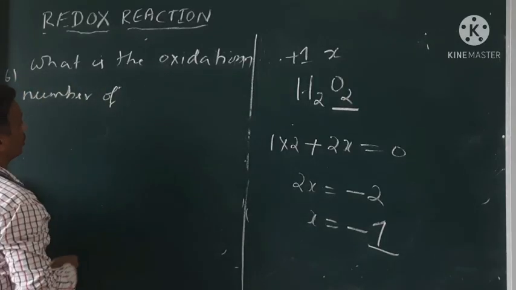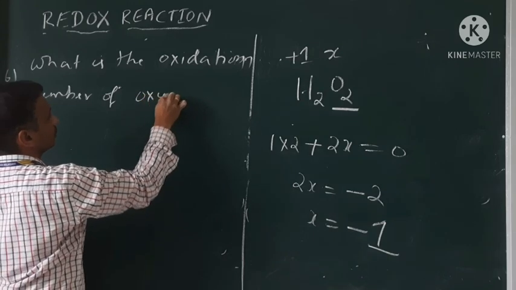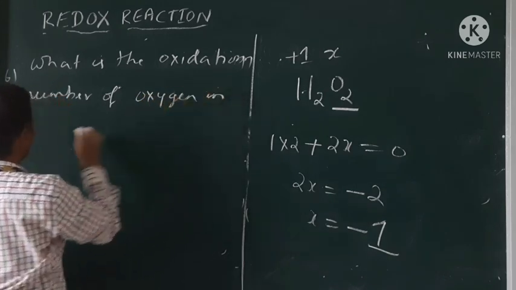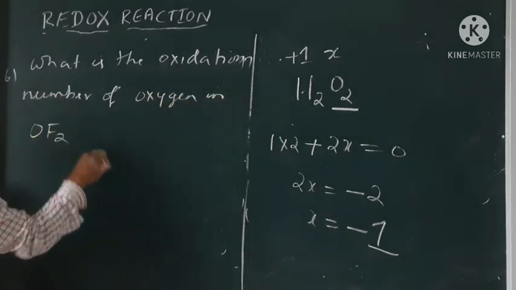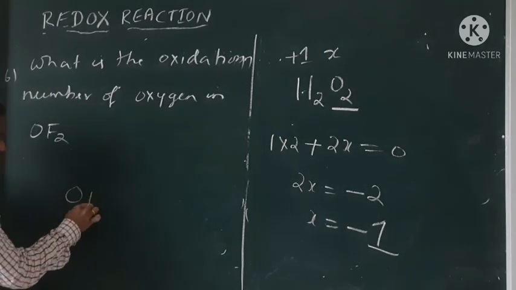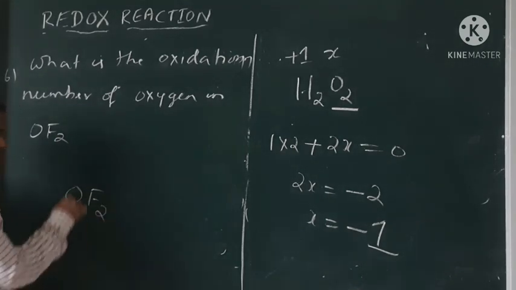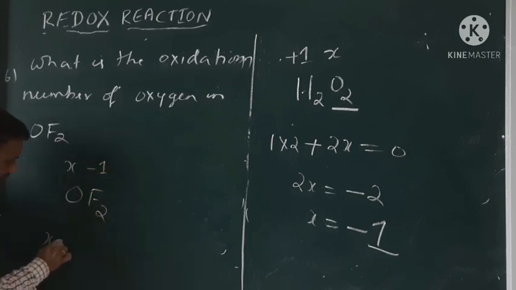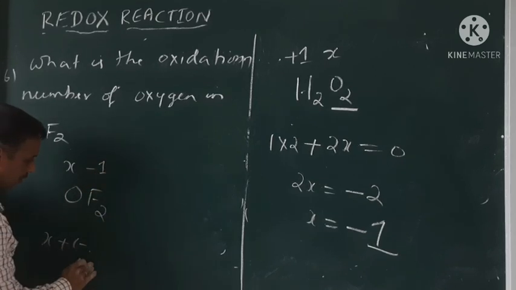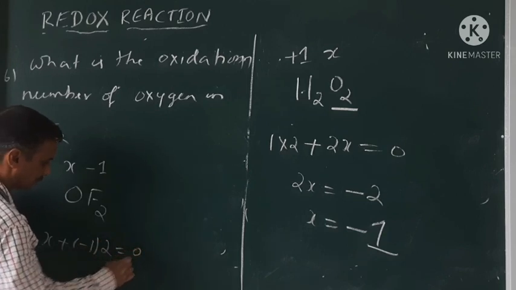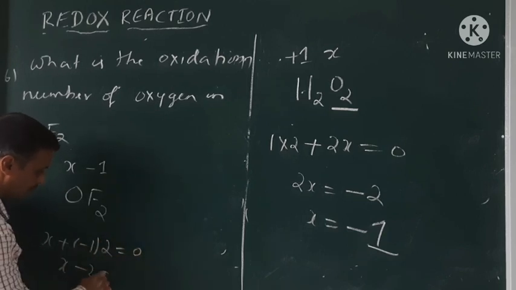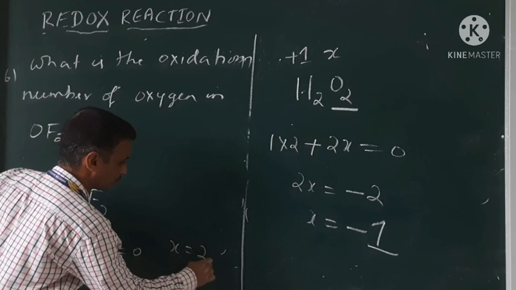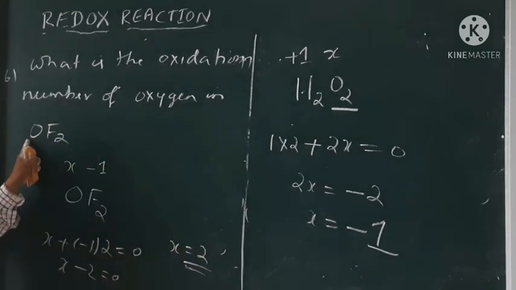What is the oxidation number of oxygen in the OF2 compound? So here again, OF2, oxygen X, fluorine is minus 1. So X plus minus 1 into 2 equal to 0, X minus 2 equal to 0, or X equal to 2. Here oxygen is in the plus 2 state.